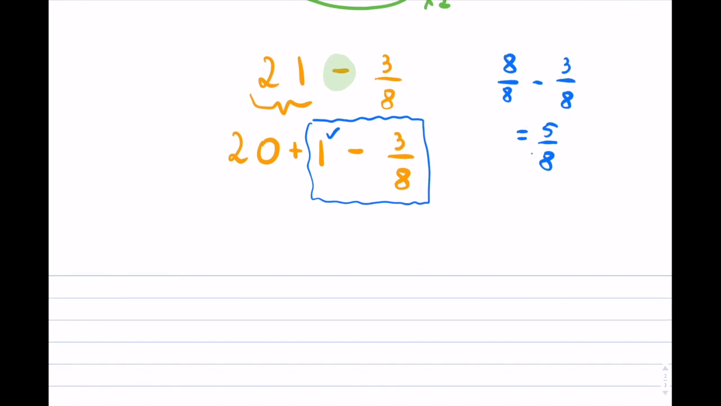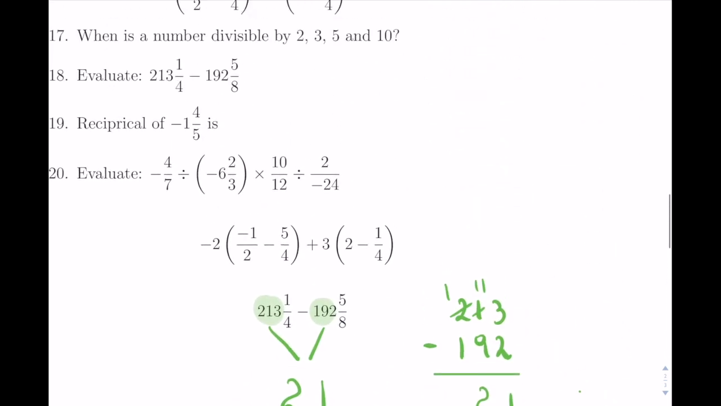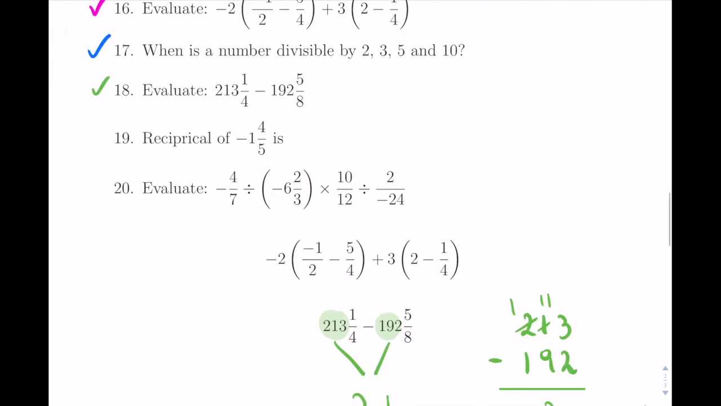Okay, so this is that right here, and it takes care of the subtraction, but I still have the whole component of 20, and then my fractional component of 5 over 8. And that will complete question 18.